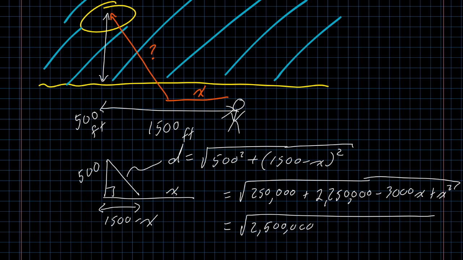We're looking at the square root of 2,500,000 minus 3,000x plus x squared. Right. So that's the distance that our beachgoer is going to swim, which is an important part of the process, but certainly not the whole thing.